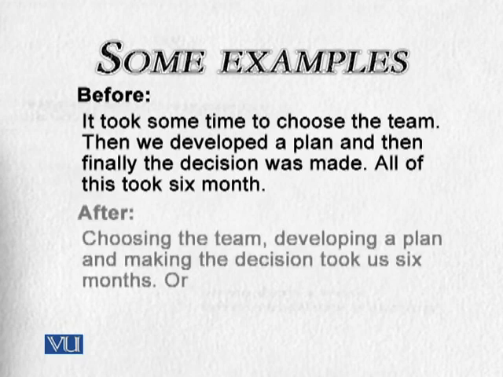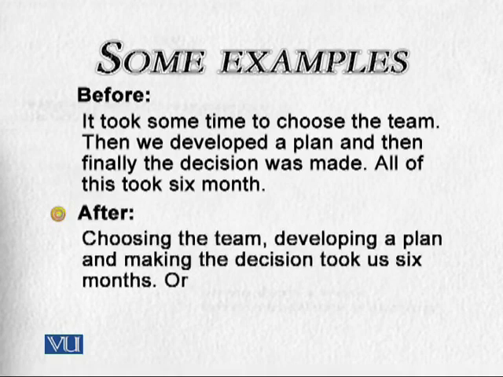Now, if you see the better version, choosing the team, present participle. I'm starting my sentence with a present participle. Choosing the team, second verb also in present participle form, developing a plan, and making, the third also in present participle form. This is what we call parallelism. The verbs are parallel now. Choosing the team, developing a plan, and making the decision took us 6 months.